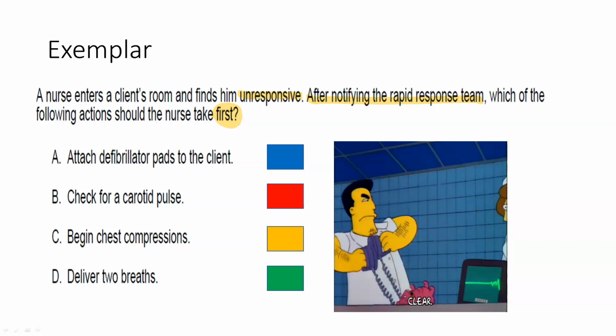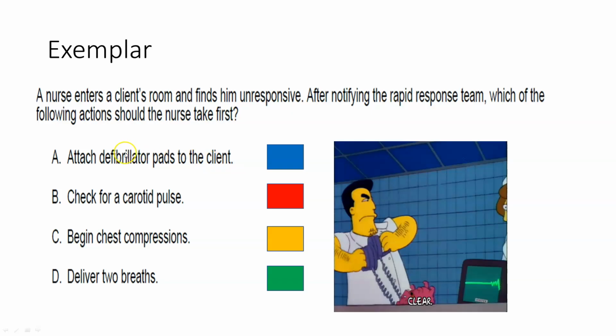All right. So, do you want to attach defibrillator pads to the client? Do you want to check for a carotid pulse? Do you want to begin chest compressions? Or do you want to deliver 2 breaths? What I would say for this question is that all of those things are plausible. And to be a good distractor, it should be plausible, right? If he's unresponsive because of VFib or VTach, I probably need to put on defibrillator pads.